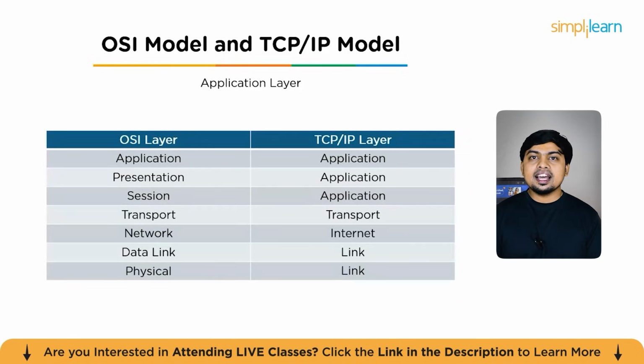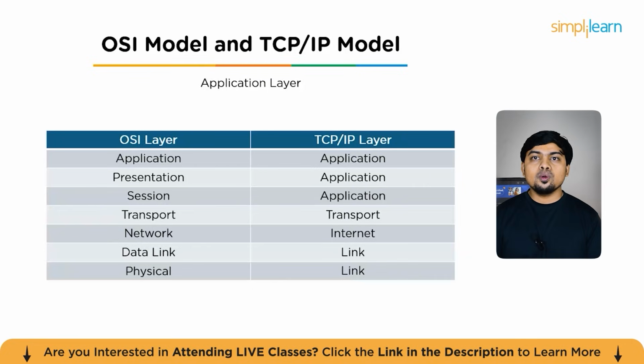So the OSI model and the TCP/IP model both describe how data travels across the networks, but they group functions differently. At the top, the application layer of the OSI corresponds directly to the application layer in the TCP/IP. The presentation and session layers in the OSI are also part of TCP/IP's application layer, handling tasks like data formatting, encryption, and session management. The transport layer in both models handles reliability, data delivery, error checking, and flow control, ensuring end-to-end communication.